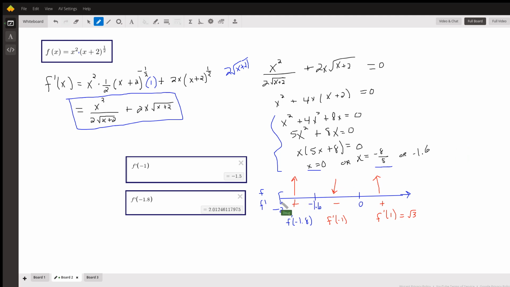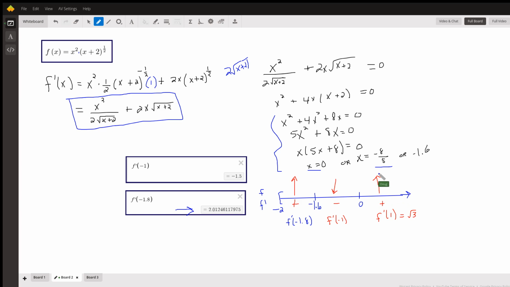So you draw a little number line; you can't go to the left of -2. Find f prime of a test number in each interval, like f prime of -1.8. I did it right here on Desmos. That's a positive number, so the original function is increasing. In this second interval, I picked the number -1. f prime of -1 is negative, so the original function is decreasing. And to the right of 0, the first derivative is always positive, so increasing.